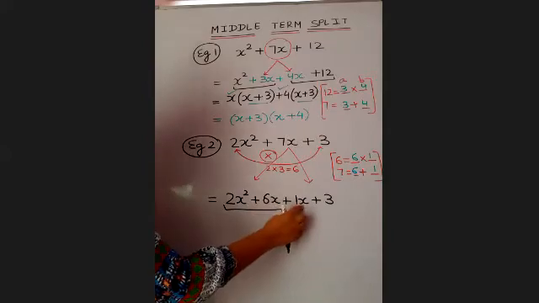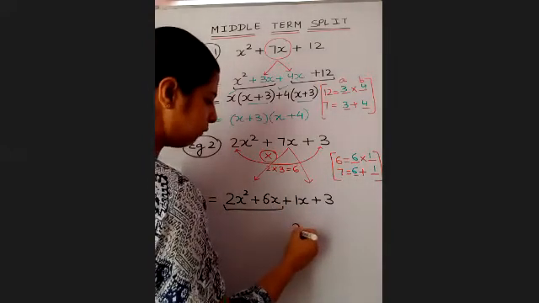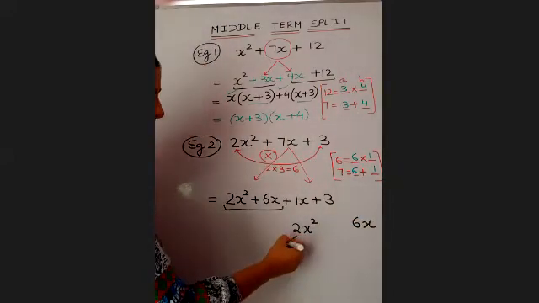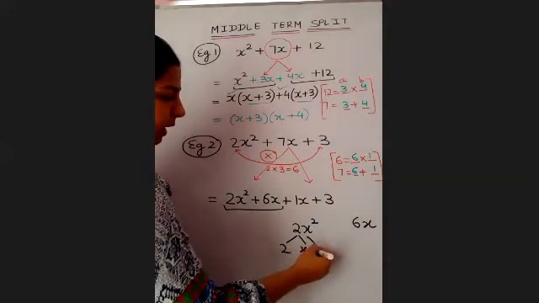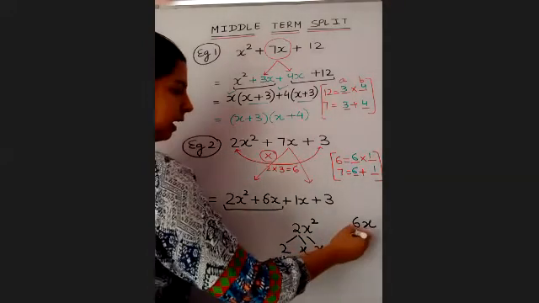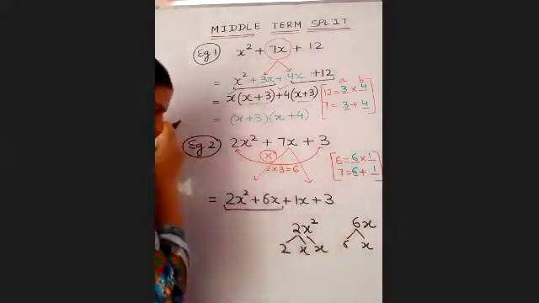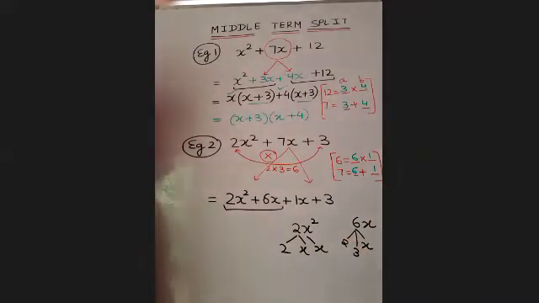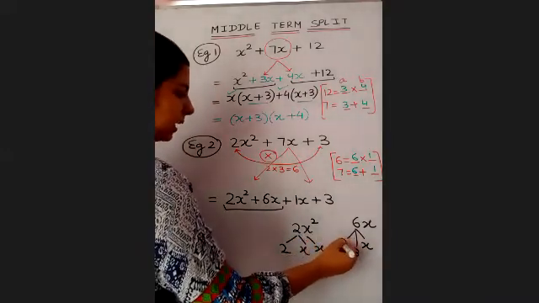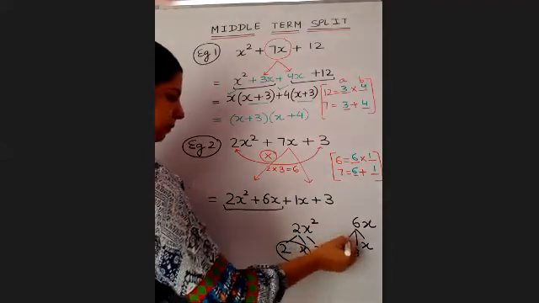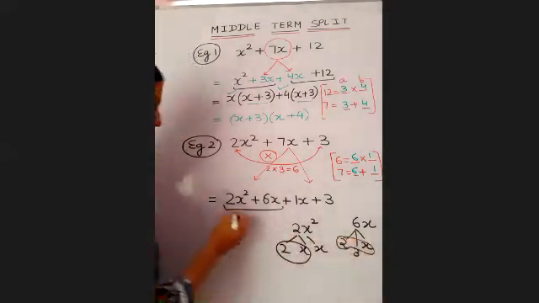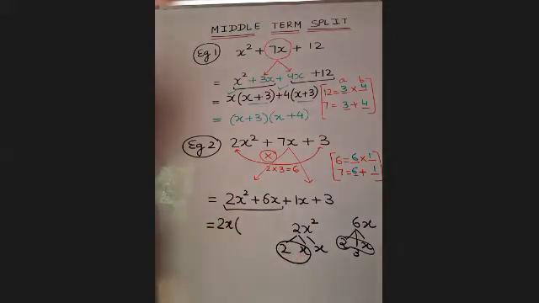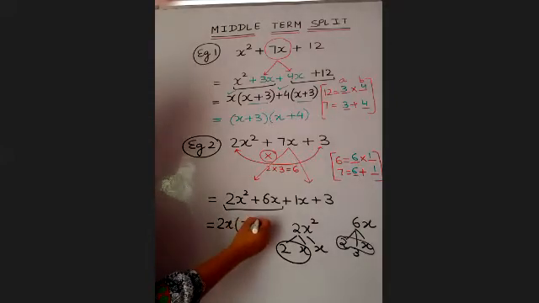6x plus 1x. Now children, see, we have 2x square and you have 6x. How can you write 2x square? What are the factors? 2x and x. And what are the factors here? 6x is 2 into 3 into x. So what can we take in common? 2x can be taken common. So if I take 2x common, what is left here? x plus 3. What is left here?